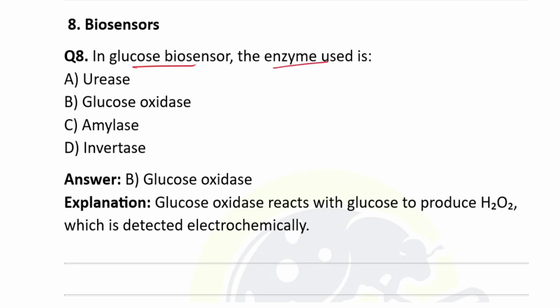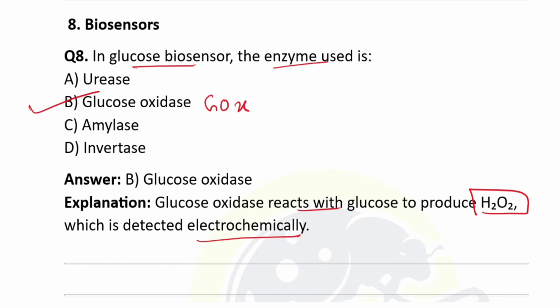In glucose biosensor, the enzyme used is glucose oxidase. We have heard this many a times. Glucose oxidase reacts with glucose to produce hydrogen peroxide, which is detected electrochemically. So you should know about how glucose biosensors work, because this is asked so many times. In glucose biosensor, they use the biological component like the enzyme glucose oxidase, which reacts with the glucose in a sample, and then the reaction produces a measurable signal in the form of hydrogen peroxide.